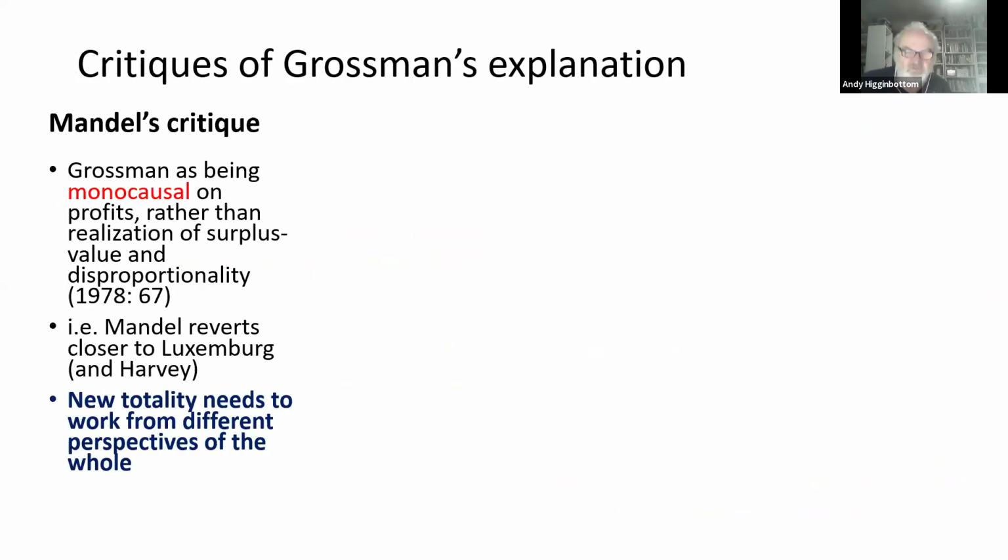There are two critiques of Grossman's explanation, because what he's doing is moving from capital towards imperialism, if you like, right? Mandel's critique I did find quite surprising in a way. He doesn't like what he thinks is a monocausal explanation at all. And also, Mandel actually reverts more to Luxemburg's volume 2 circulation-based explanation. Now, he has got a point, and we'll come to this as well, which is, in actual fact, if you have a new totality, then of course it should be reflected both at the aspect of analysis which we've got in volume 1, which is the general law of accumulation.